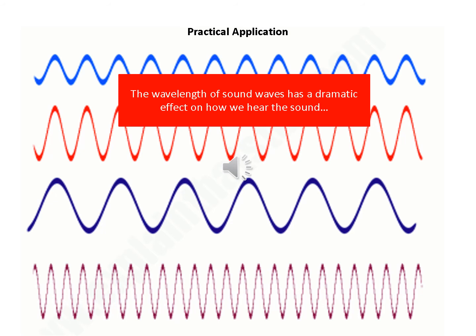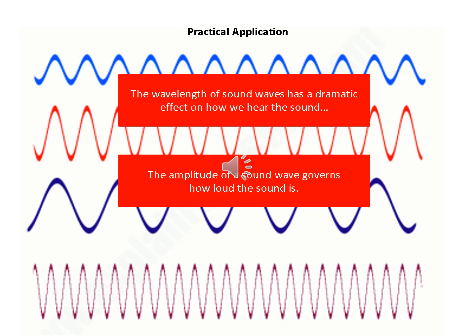All right, back to the practical applications. We've already discussed that the wavelength of sound has a dramatic effect on how we hear the sound. If we have very long wavelengths, the frequency is lower and the pitch that we hear is lower. Meanwhile, if the frequency is higher, the wavelength is shorter, and what we hear is a higher pitch. In addition to that, the amplitude of a wave governs how loud the sound is, and Dr. Weil discussed that in the book.